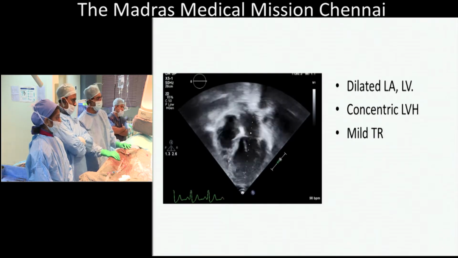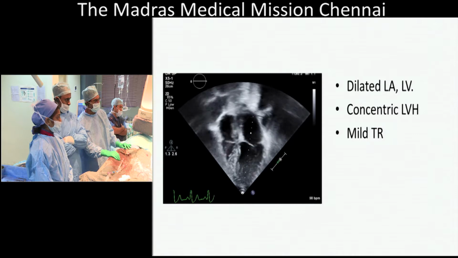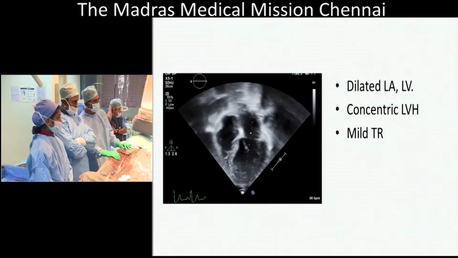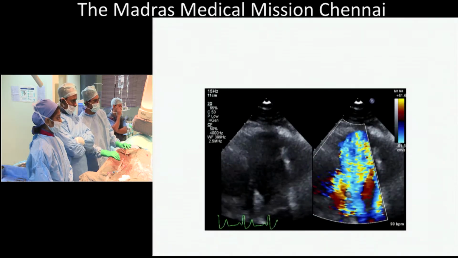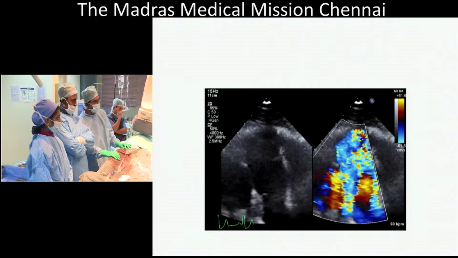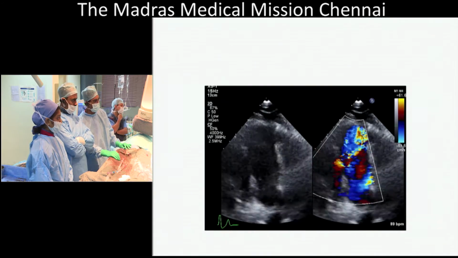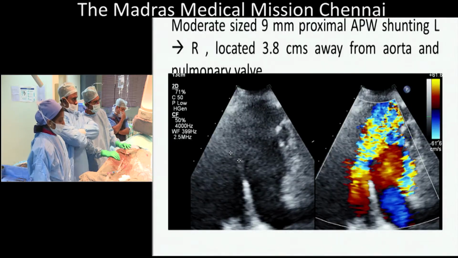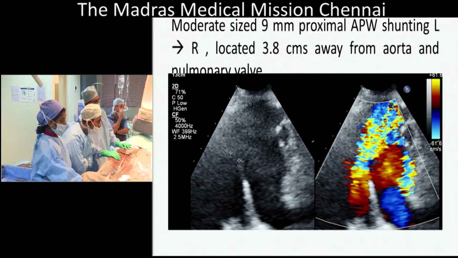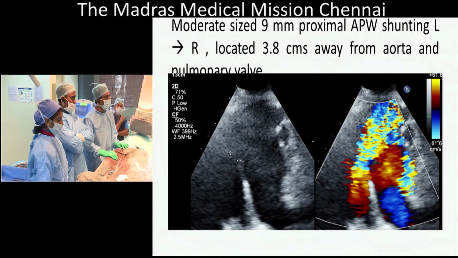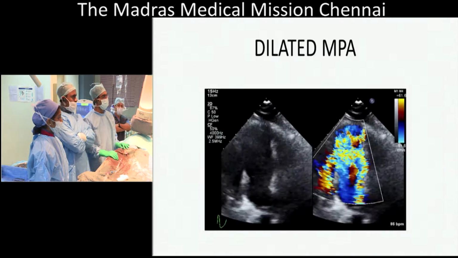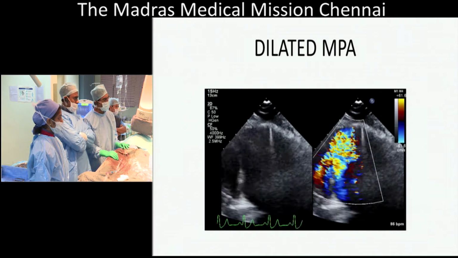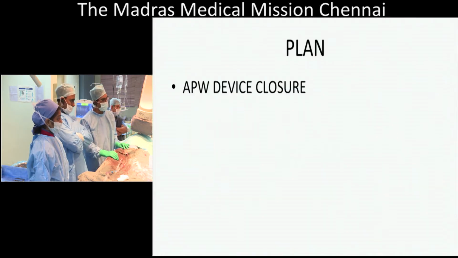These are the echo pictures. This is the 4-chamber view. Dilated LA, LV, concentric LVH, and mild TR are observed here. And this is the short axis view showing the aorta pulmonary window. This is a moderate size 9 mm proximal aorta pulmonary window shunting left to right, located 3.8 centimeters away from the aortic and pulmonary valve. This is a dilated MPA segment. So thank you.